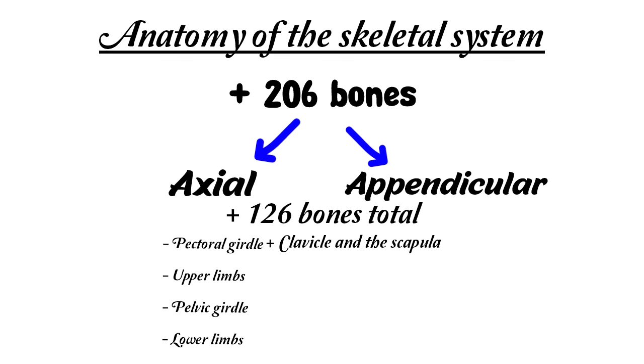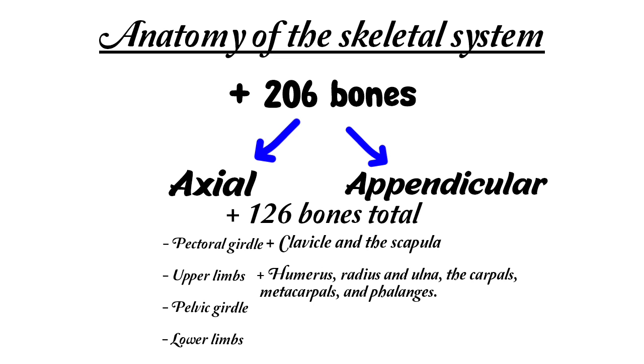Next is the upper limbs, which include the humerus, which is the arm bone, the radius and the ulna, which are the bones of the forearm, the carpal bones, which are the wrist bones, the metacarpals, which are the hand bones, and then the phalanges, which are the finger bones. All these bones belong to the upper limbs. And then the pelvic girdle, which is formed by 2 hip bones, the ilium, the ischium, and the pubis, all fused together, that connects the lower limb to the axial skeleton.